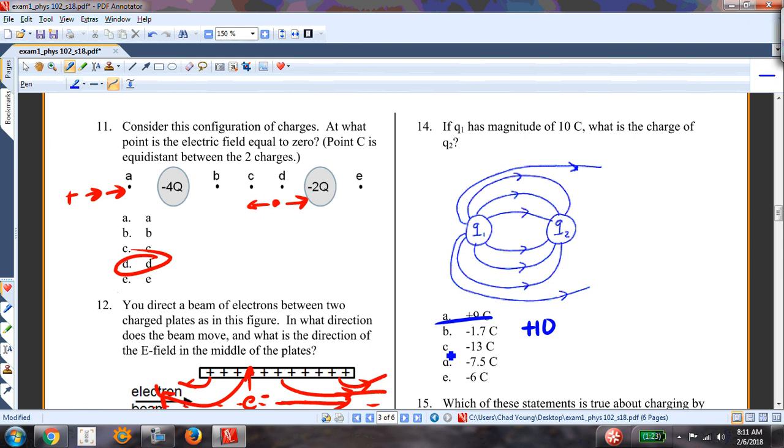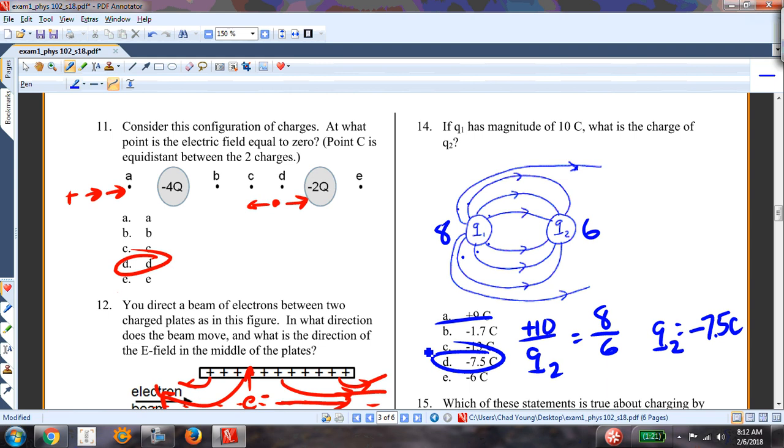Now, let's count the field lines. 1, 2, 3, 4, 5, 6, 7, 8 on this side, and 6 on this side. So my ratio of field lines is 8 to 6. That's going to be the same as the ratio of my charges. So 10 to Q2 is going to equal 8 to 6. If I solve this for Q2, I'm just looking at the ratios here, right? The ratios of field lines are equal to the ratios of the charges. And so Q2 is equal to minus 7.5 coulombs. D is the right answer.